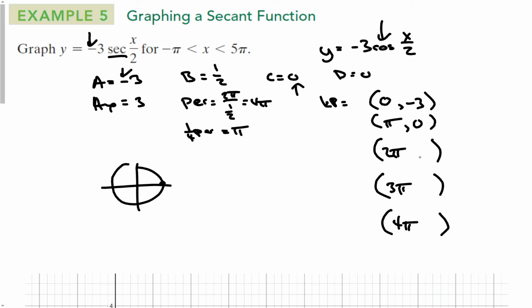Middle, maximum, middle, back down. Okay? Normally this would be a max. The negative makes it a min. The middles don't change. Reflections make maxes into mins and mins into maxes, and so on.